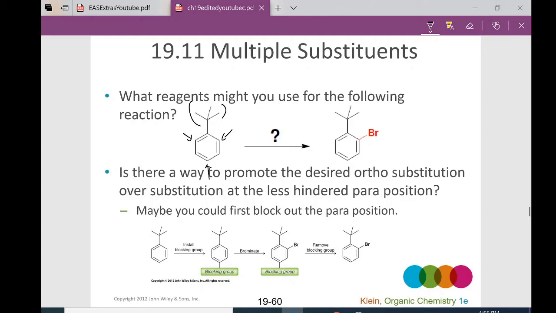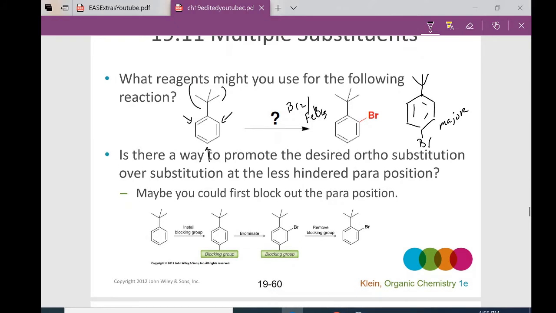So if you just did this reaction with Br2 and FeBr3, then you're just going to get the bromine adding para to the T-butyl group. That's going to be your major product. But if you want to get the bromine added ortho to the T-butyl group, then we've got to do something to force that group to go ortho. And so what we do is we use a blocking group.